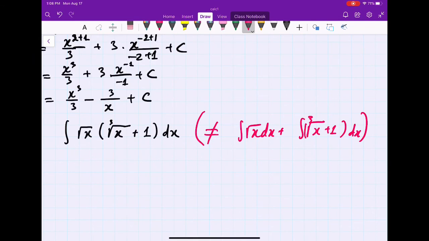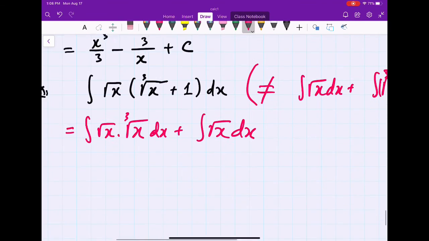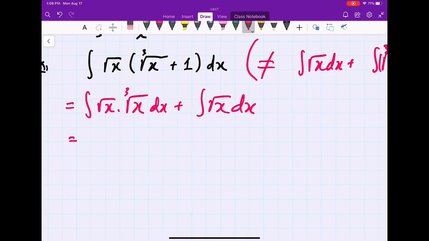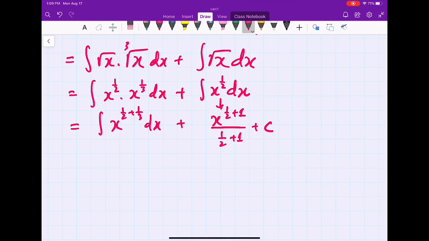So in this situation, we need to expand this out. So this is equal to the integral of square root of x times cube root of x dx plus square root of x dx. Now we have to convert everything into power functions. So I have x to 1/2 times x to 1/3 dx plus x to 1/2 dx. And the first function is nothing but x to 1/2 plus 1/3 dx. I think I can take the integral of this function right away.